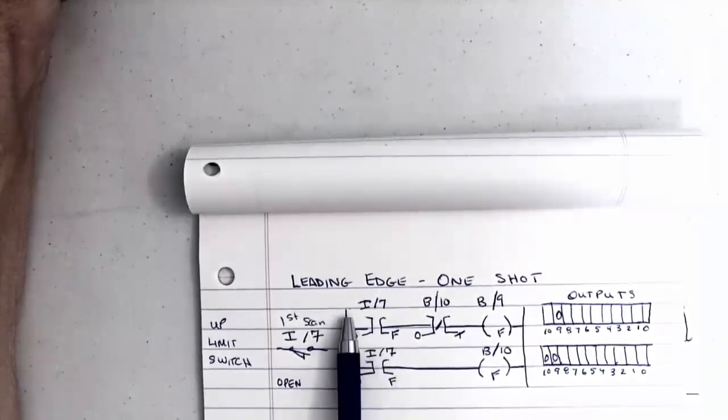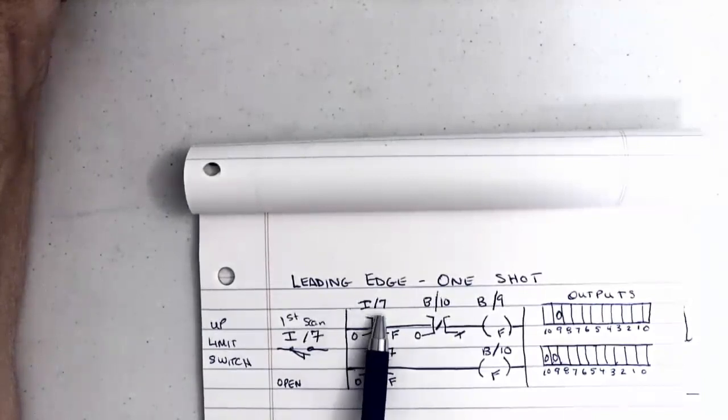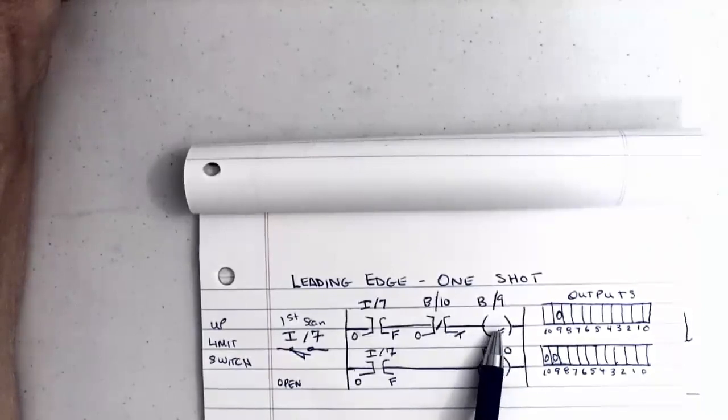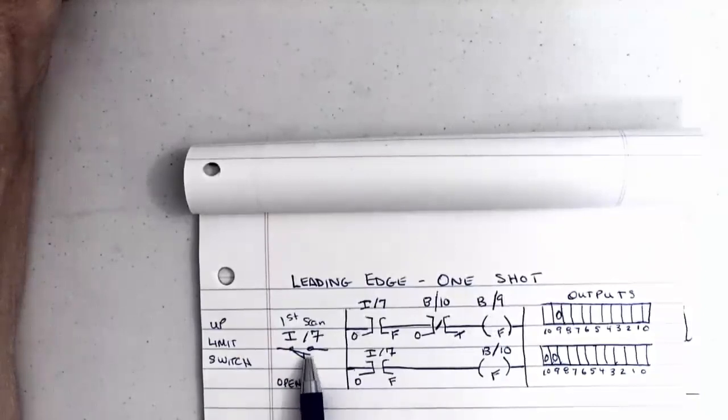Inside our program we have the limit switch here as an input 7 with this XIC. Then we have an XIO, which is activated by this output B10, and then we have an output B9. In this rung, we have input 7, the same limit switch, and it's going to control B10.